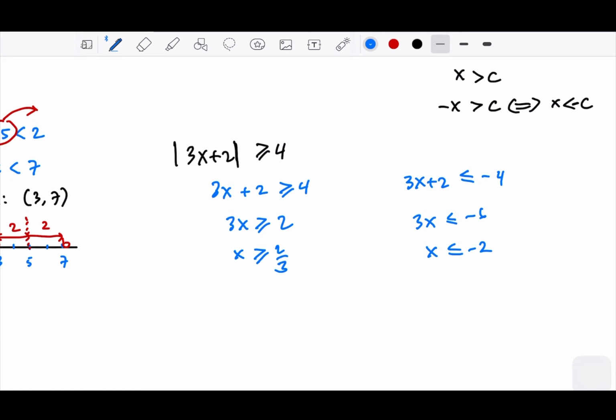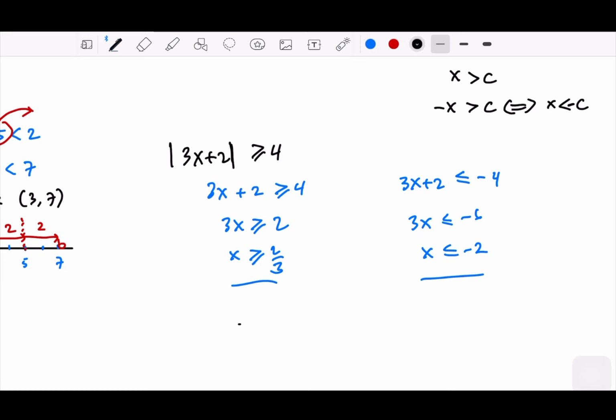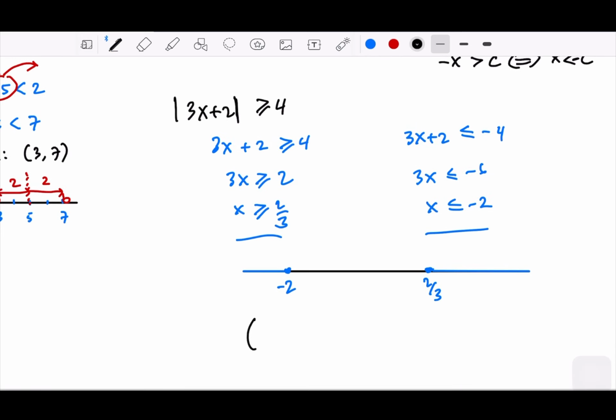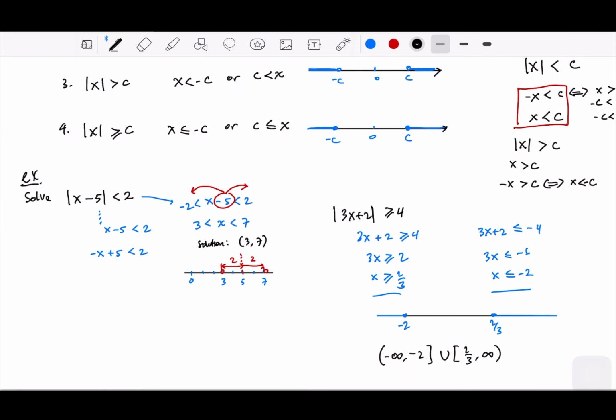Okay, the solutions will be these two. Or if you would like to measure the, this is negative 2 and maybe this is 2 over 3, and these will be the solutions. Or if you would like to write it completely with the interval, we need to include the infinity. Okay. That's the solution.